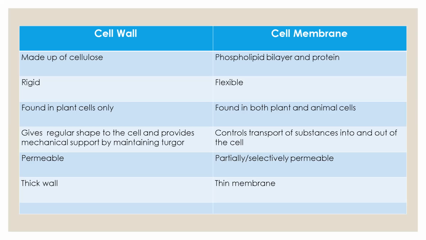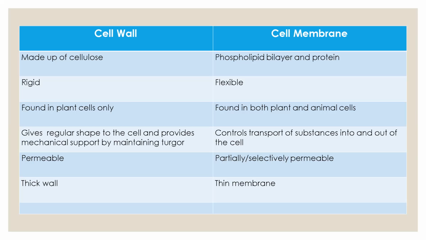phospholipid bilayer and protein. We discussed that. The cell wall is a rigid structure, whereas the cell membrane is a flexible and delicate structure that is made up of a lot of components. The cell wall is found in plants only. The cell membrane is in both animals and plants.